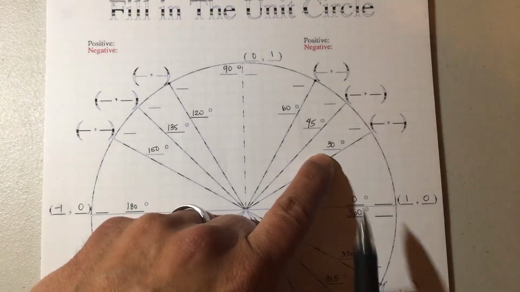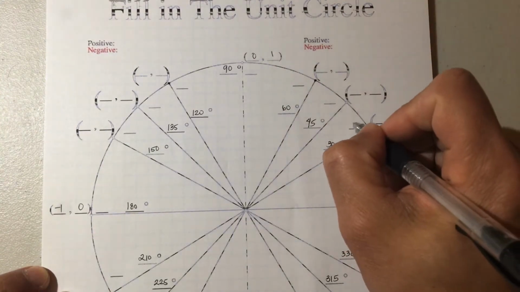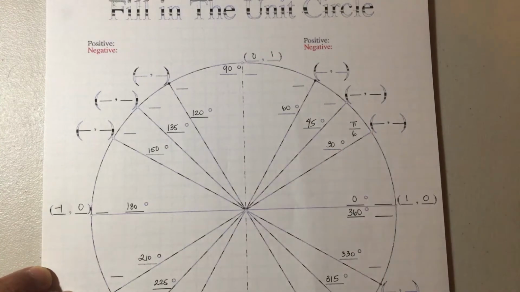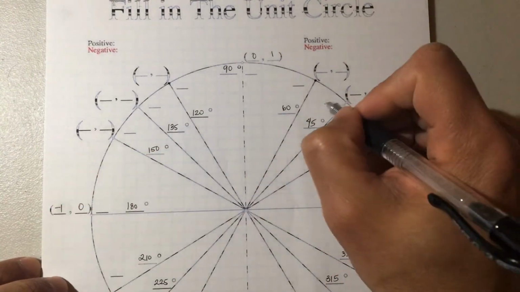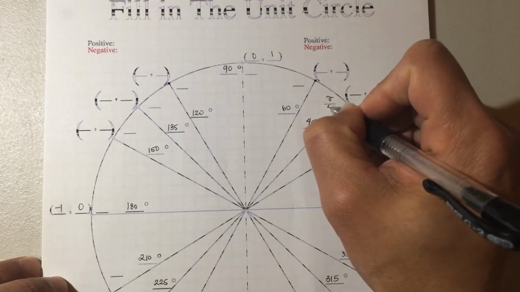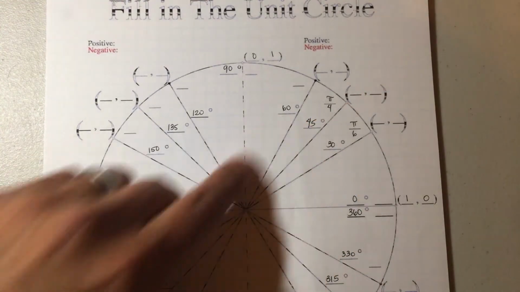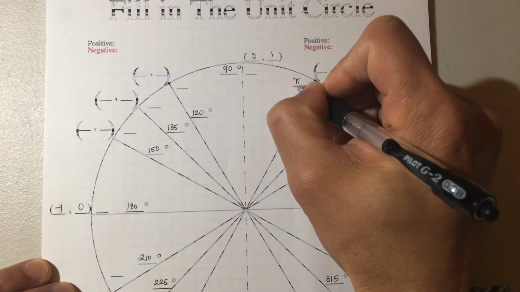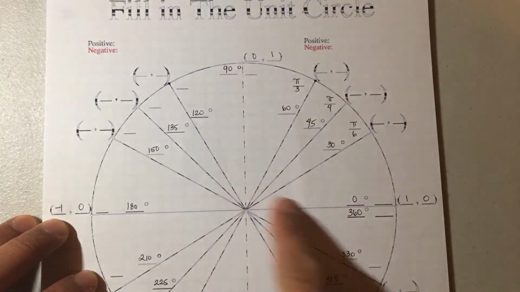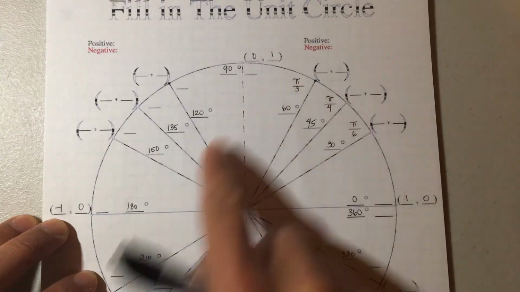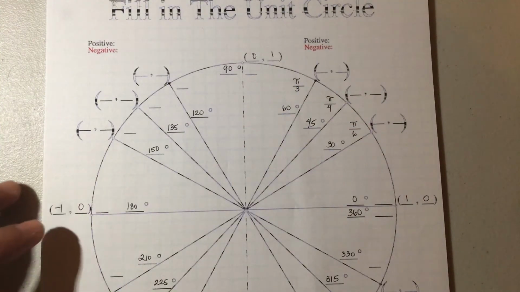Remember 30 degrees, hopefully you learn that is pi over 6. Okay, what about this guy? 45 degrees, hopefully if you've been able to do it, you should get pi over 4. And then 60 degrees is pi over 3. Now essentially that's all you need. All you need is this first quadrant, and you can fill in everything else using addition.